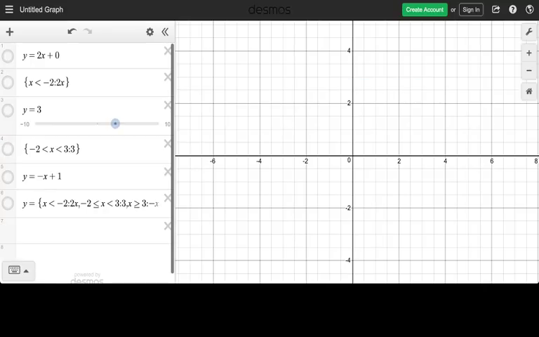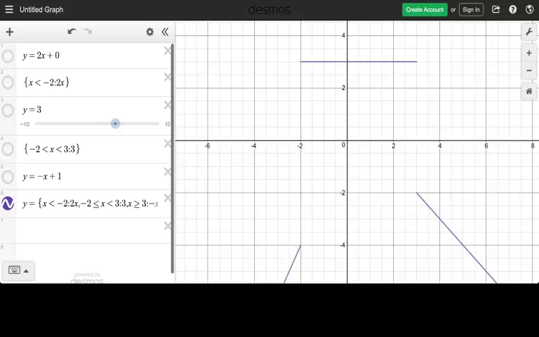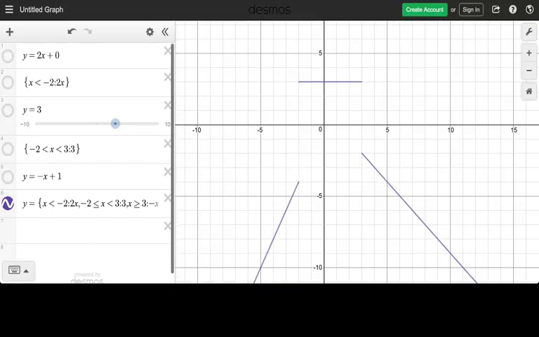So our last equation is this. We cross the graph at positive 1. We have a negative slope of negative 1, and we only want it after 3. So we put all those together, we're going to get this graph. Zoom out a little bit. So this is the first, the second, and the third.